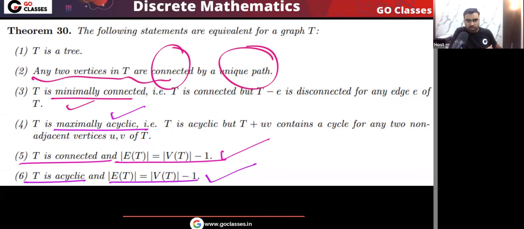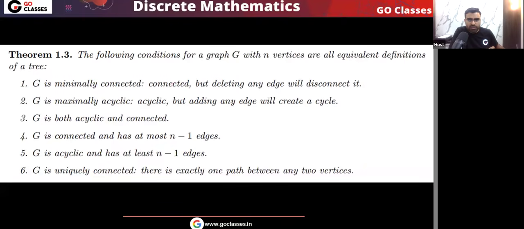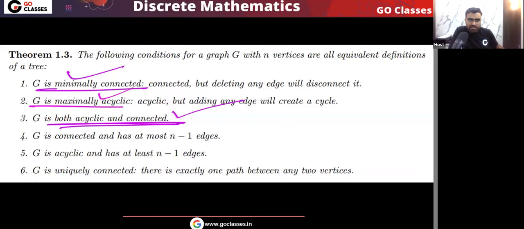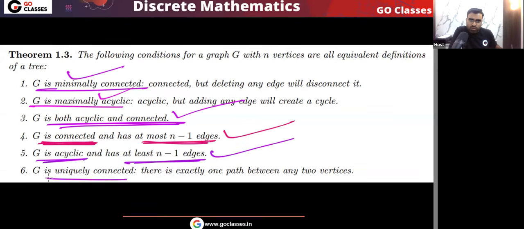So you can see these on your screen. These are the definitions of trees. For example, you can easily see minimally connected, this is the definition of tree. Maximally acyclic, this is the definition of tree. Acyclic and connected, this is the definition of tree. Connected with n minus 1 edges, that is the definition of tree. Acyclic with n minus 1 edges, that is the definition of tree. Uniquely connected means there is exactly one path between two vertices, that is also the definition of tree. So on your screen, all these are the definition of trees.